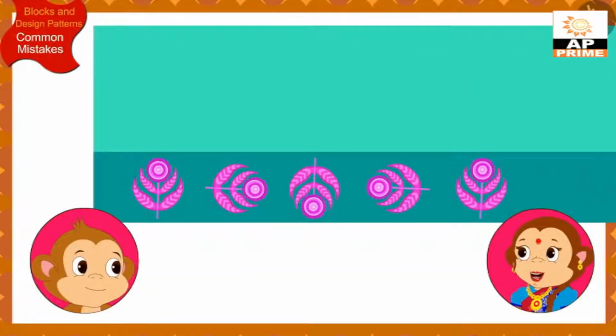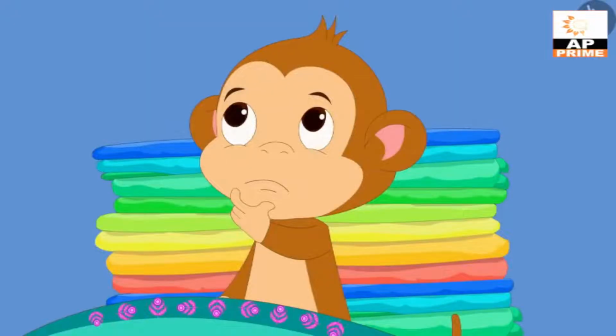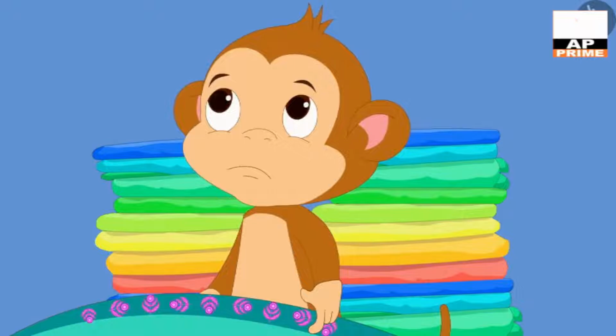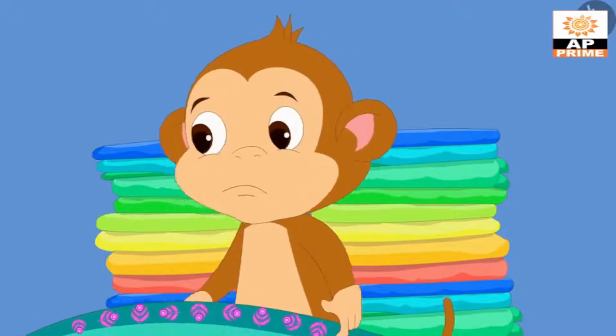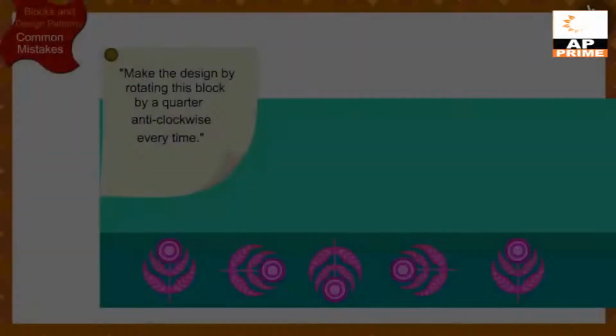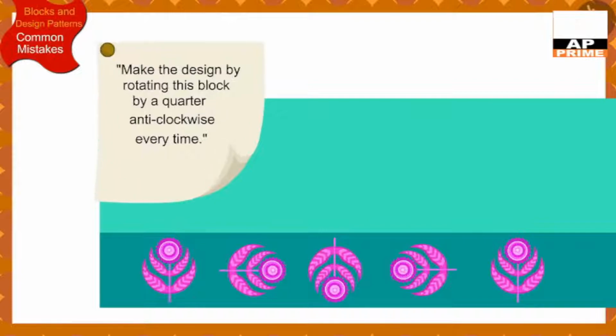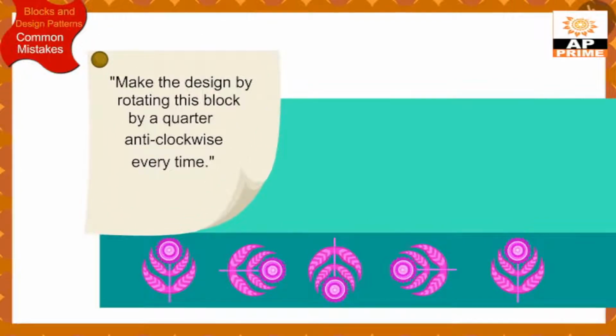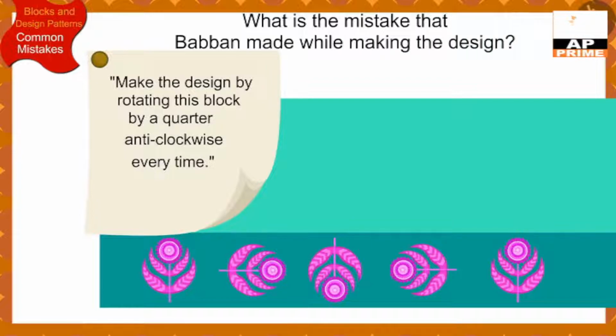Babbanji, you made the wrong design. Banno told Babban. Poor Babban could not understand what mistake he made while creating the design. Children, can you tell by looking at Banno's instructions and Babban's design what is the mistake that Babban made while making the design? If you wish to, you may stop the video and find the answer.